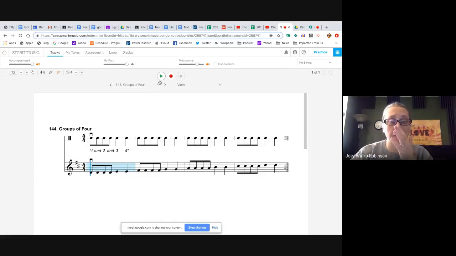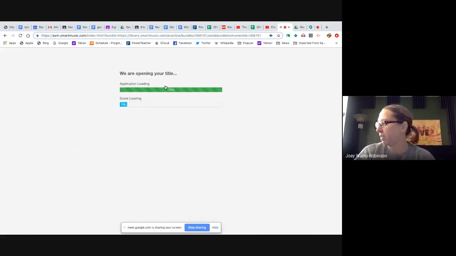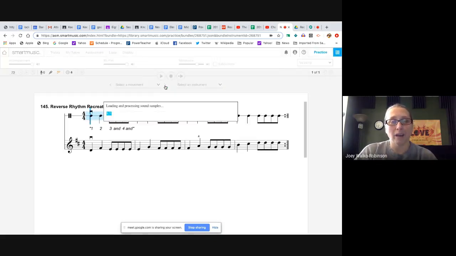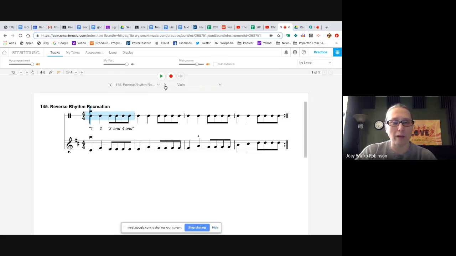So we got some new rhythms going on in here. Let's move ahead to number 145. We're going to have the same thing happening, with the rhythm line first and then playing it on our instrument. Sometimes this takes a second or two to load up, so you have to be patient, and hopefully it won't crash like it was crashing on me yesterday. Now we're in business. You have the same sort of rhythm, it's just backwards.